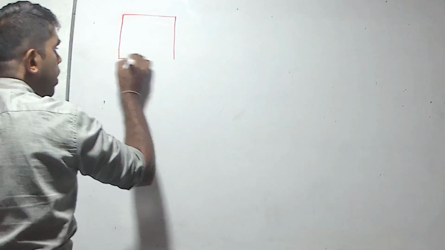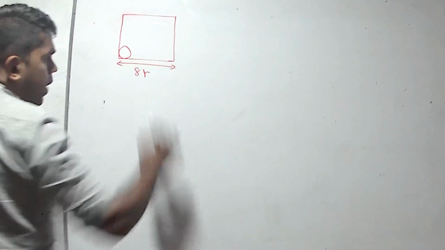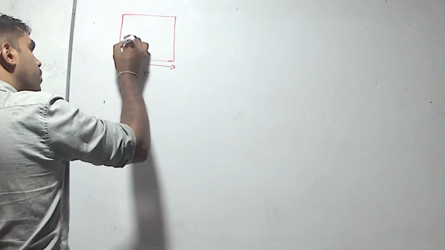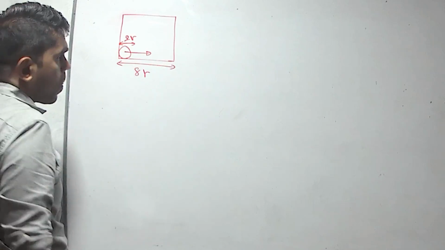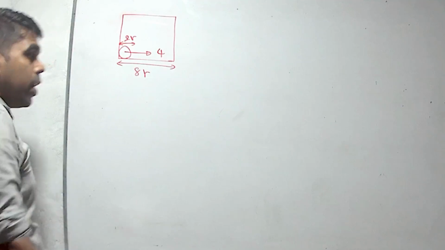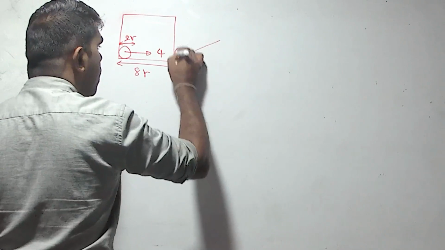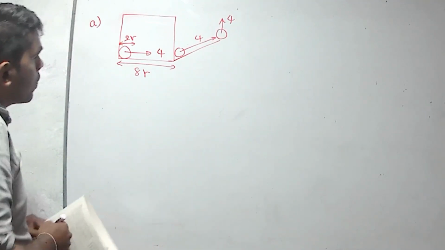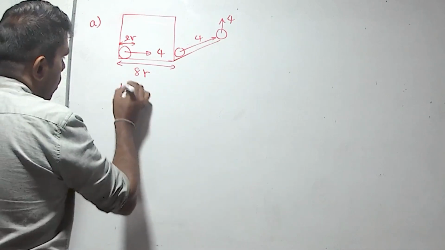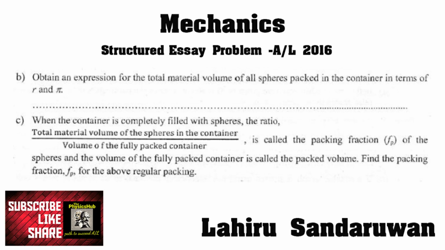When considering the lengthwise row, the length of the container is 8r, and the diameter of a sphere is 2r. Then we can pack 4 spheres lengthwise. Same thing, we can pack 4 spheres breadthwise and 4 spheres heightwise. Then the total number of spheres we can pack in the container is 4 into 4 into 4, 64.